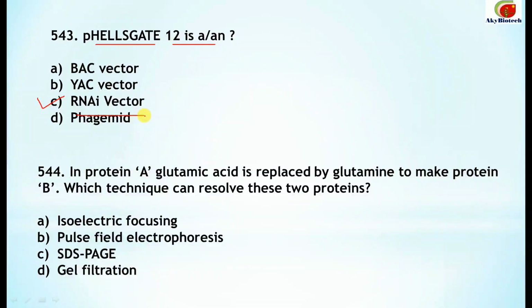Next, 544. In protein A, glutamic acid is replaced by glutamine to make protein B. Which technique can resolve these two proteins? How can these two proteins be differentiated? The correct answer to this is isoelectric focusing, IEF. That is the correct option.